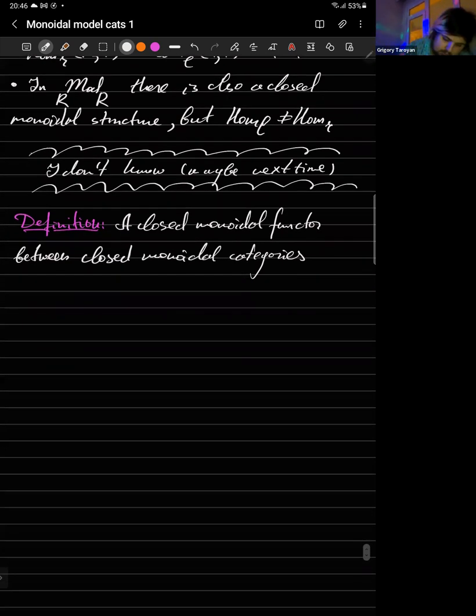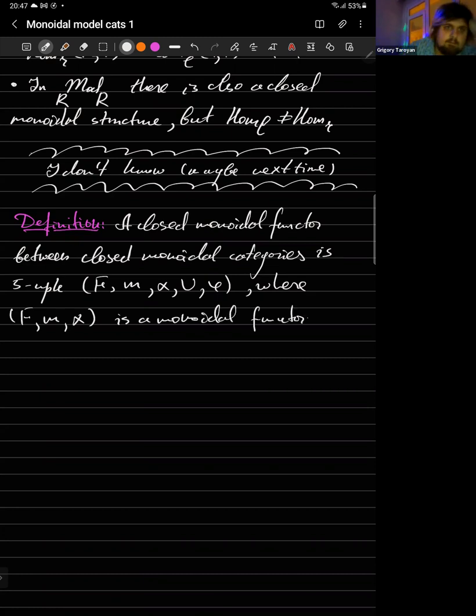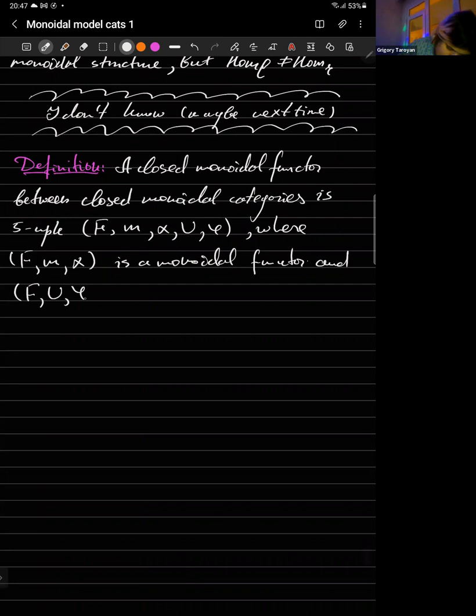Okay, so a closed monoidal functor between closed monoidal categories is a quintuple where (F, m, alpha) is a monoidal functor, and (F, U, phi) is an adjunction.